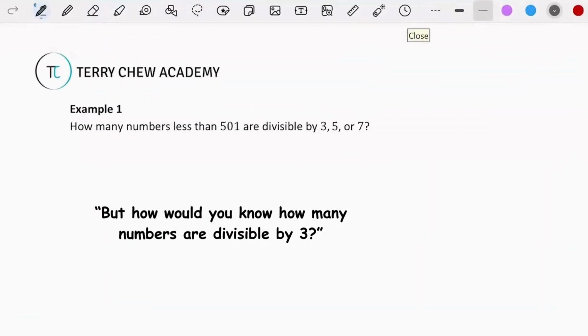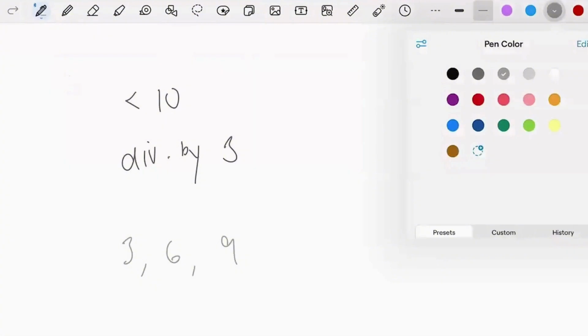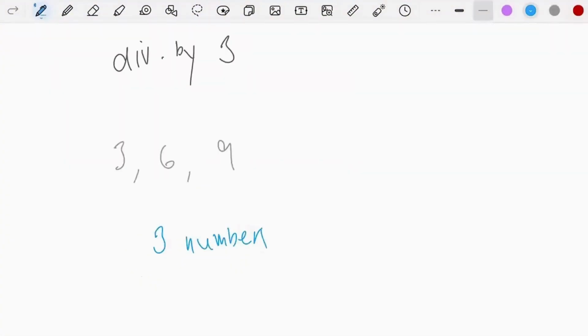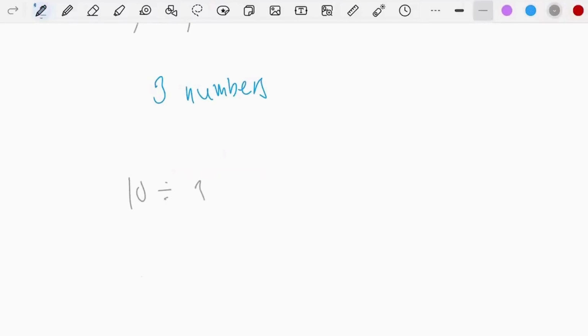But how would you know how many numbers are divisible by 3? You have to divide 500 by 3. Let me give an example. If you're looking at all the numbers less than 10 and you want to find those divisible by 3, those are going to be 3, 6, and 9. So there are 3 numbers, which you could easily get using 10 divided by 3. 10 divided by 3 equals 3 remainder 1.